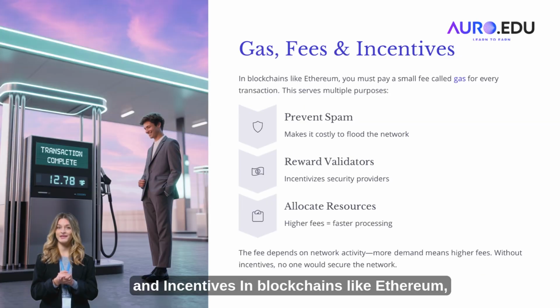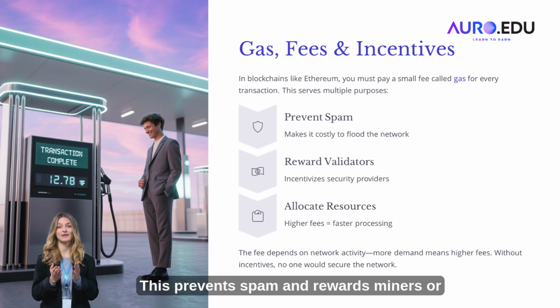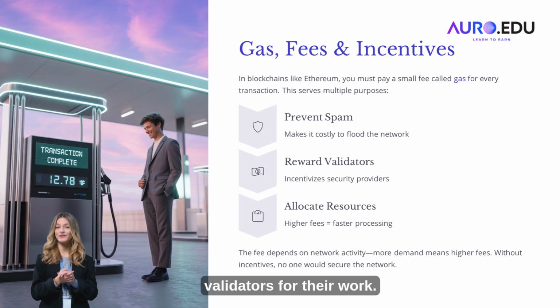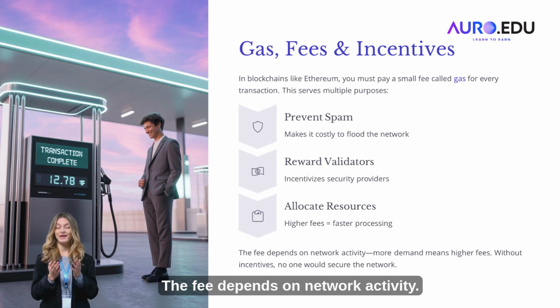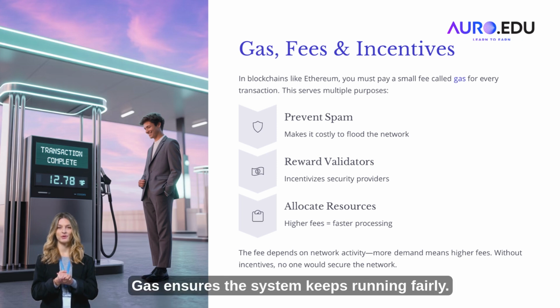Gas, fees, and incentives. In blockchains like Ethereum, you must pay a small fee called gas for every transaction. This prevents spam and rewards miners or validators for their work. The fee depends on network activity. More demand means higher fees. Without incentives, no one would secure the network. Gas ensures the system keeps running fairly.